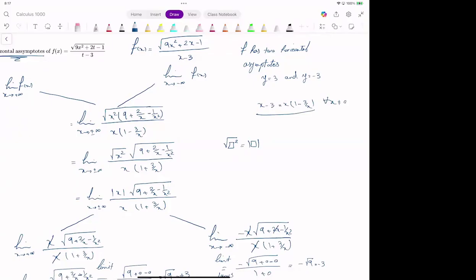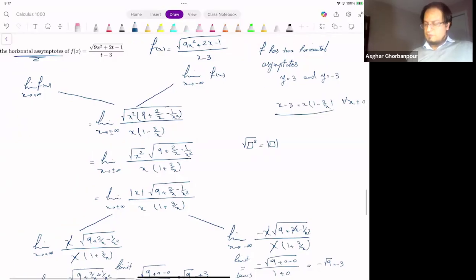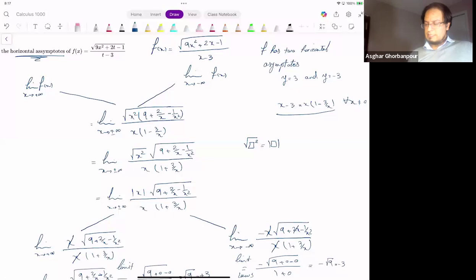Okay, I see. Thank you so much. Does that make sense? Yeah. Keep in mind the difference between the numerator and the denominator is this: in the numerator, the dominant term is coming under the square root, and the square root of x squared is the absolute value of x. And then, yes, for the absolute value of x, positive or negative changes the game.